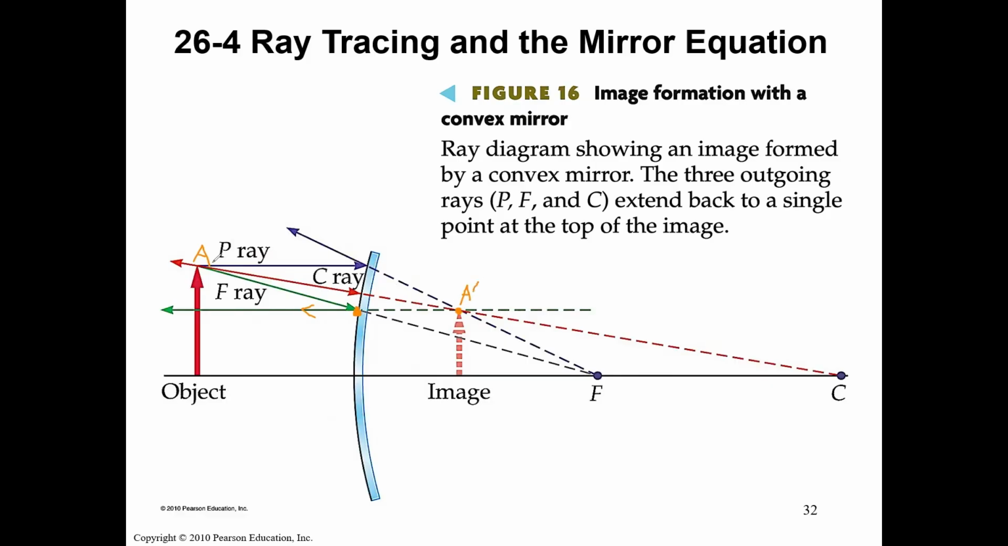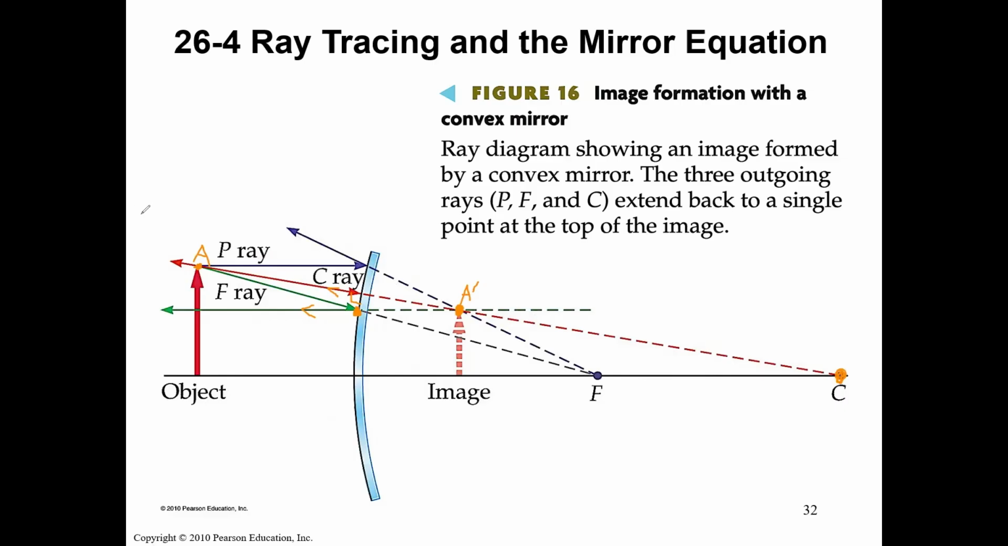Now if we draw a third ray, a C ray, connecting the point A and center of curvature C, we have this C ray. The C ray will be perpendicular to the surface of the mirror and it will reflect back. And if we extend the C ray, we have this dash red line behind the mirror. And we see that the dash red line, the dash green line, and the dash blue line actually converge onto the same point A prime.